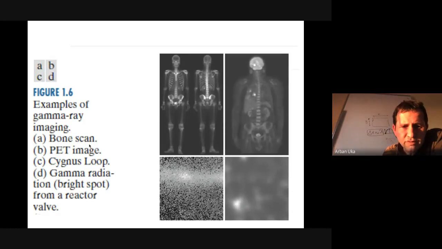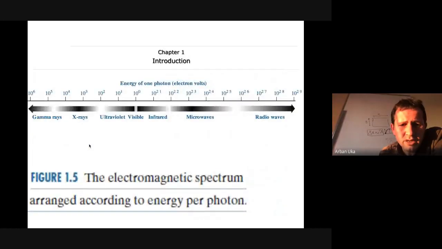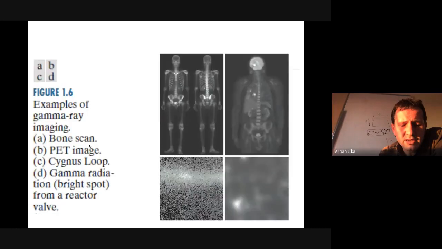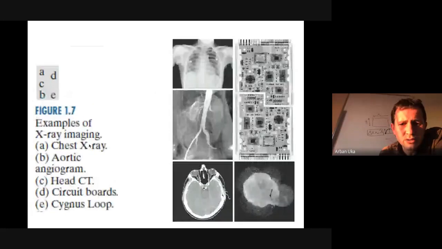Now, all of these scans are taken using gamma rays, and the most important thing we can do is associate the wavelength of a gamma ray. So if you go back, we see that the gamma ray has a very small wavelength. Having a very small wavelength immediately means that we're going to have a high resolution.